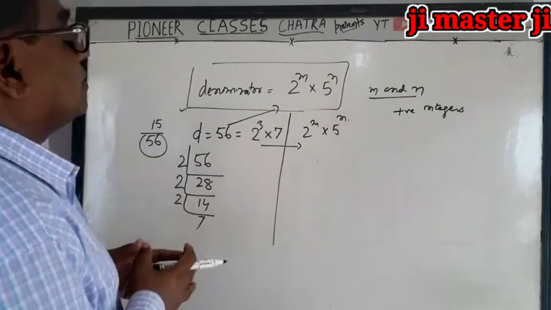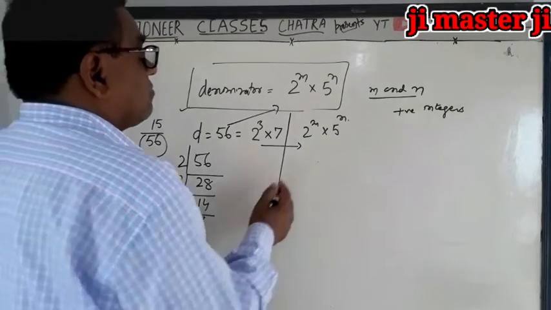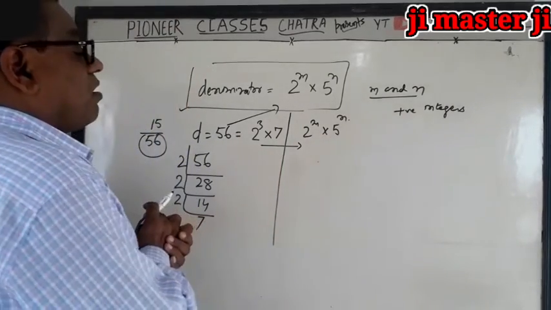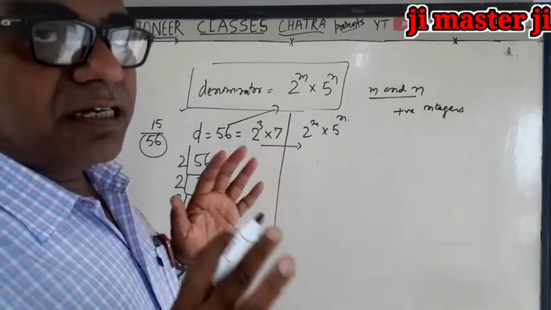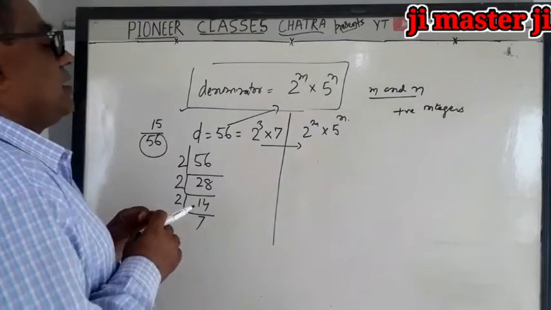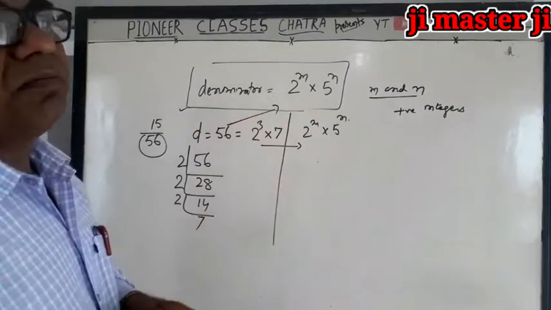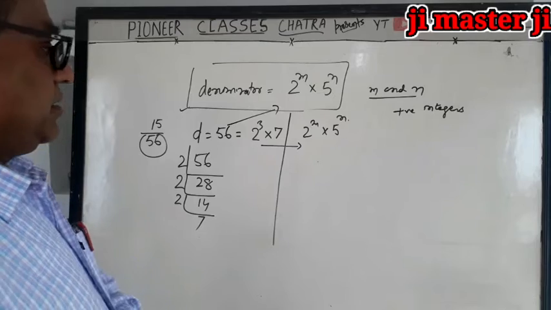The prime factorization of the denominator of the given number, if it is of the form 2 to the power m and 5 to the power n, then it is terminating, and if not in this form, then the number will be non-terminating.